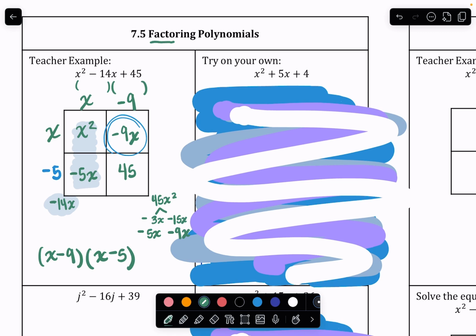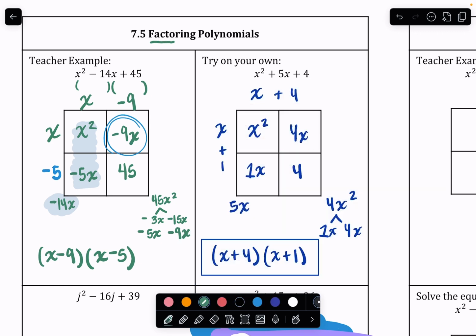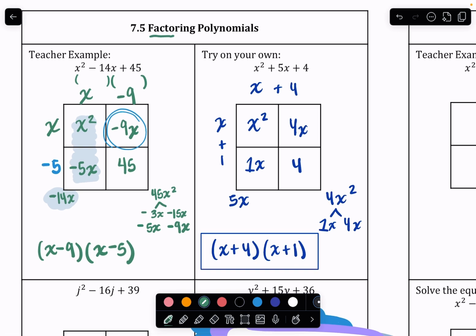Now I want you to pause the video and see if you can do this one on your own. Okay, now I'm going to erase and we're going to check it out. So this one wasn't too bad. When we factor x squared plus 5x plus 4, we get the factors x plus 4 times x plus 1. And this is how we write our factored form.